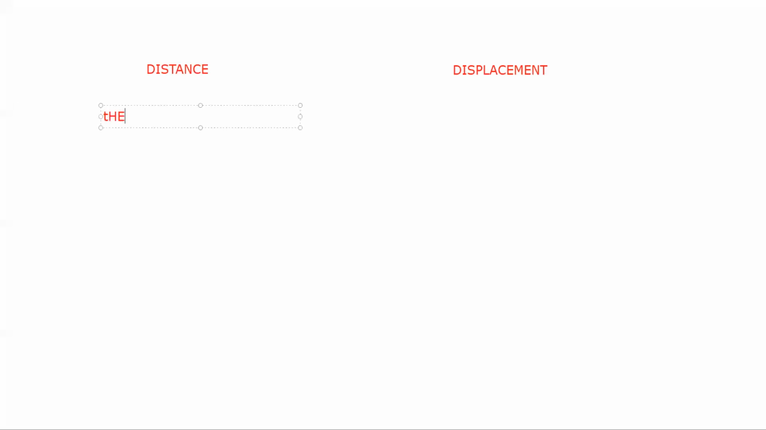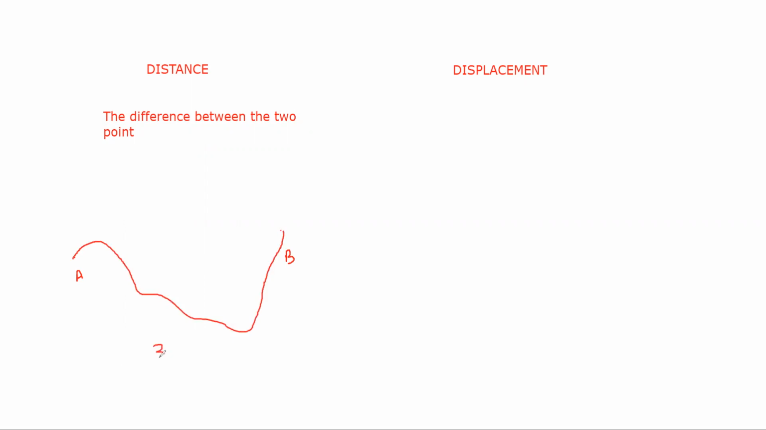Distance is the difference between the 2 points. For example, if we have two cities, city A and city B, and the highway between city A and city B is 300 kilometer long, we will say the distance between point A and point B is equal to 300 kilometer.